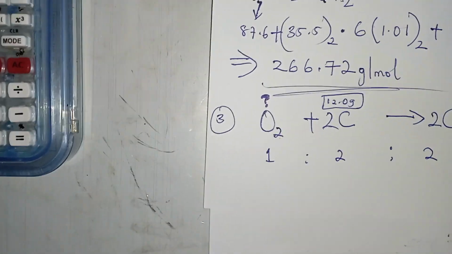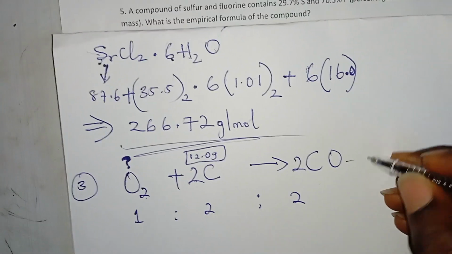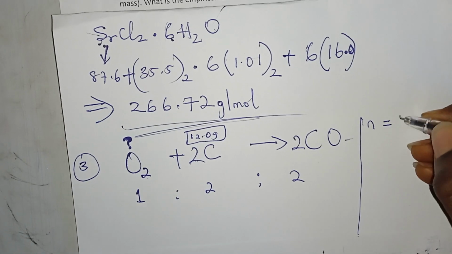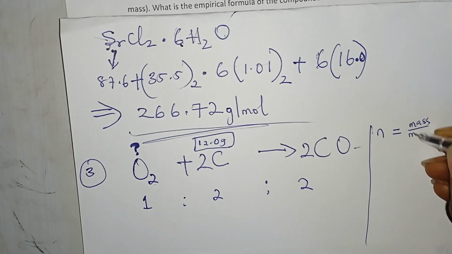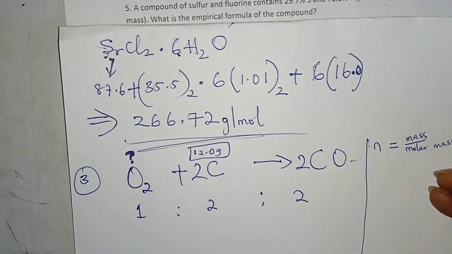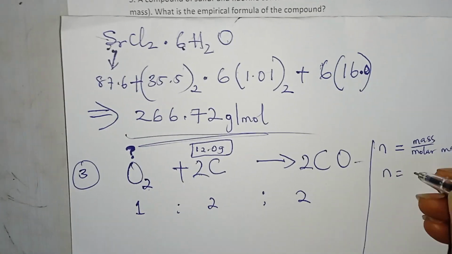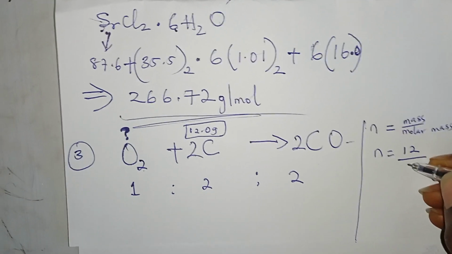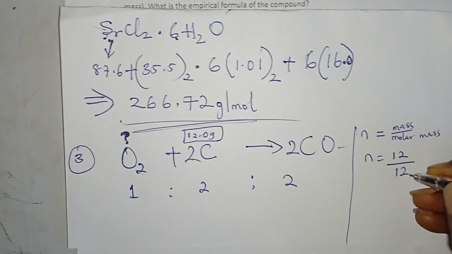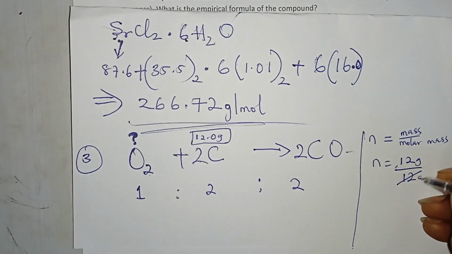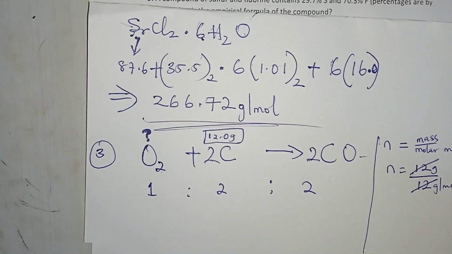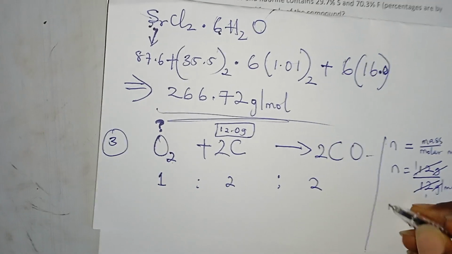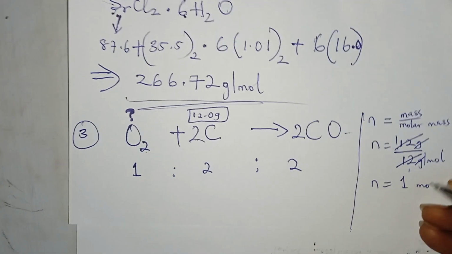So for me to find the mole, I'll say mole of carbon first. Mole is mass over molar mass. So mole of carbon is equal to the given mass, which is 12, and the molar mass of carbon is the atomic mass, which is 12. So 12 divided by 12, gram divided by gram per mole, I'm left with mole. So this is 1. So I will have n equals 1 mole.